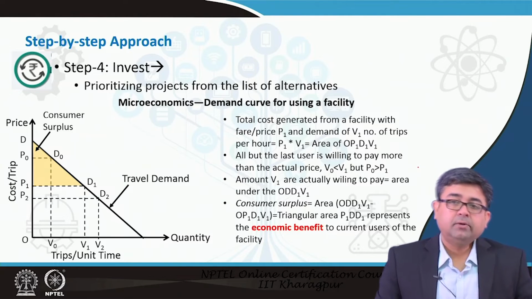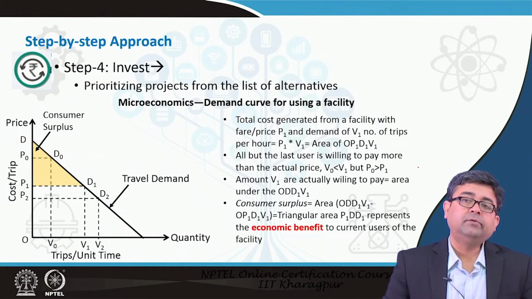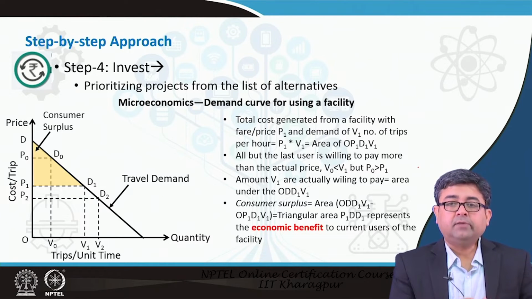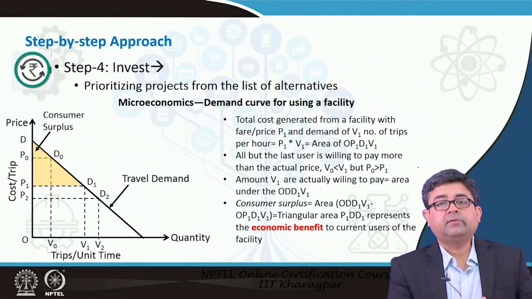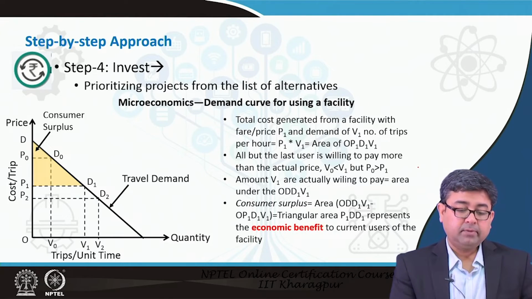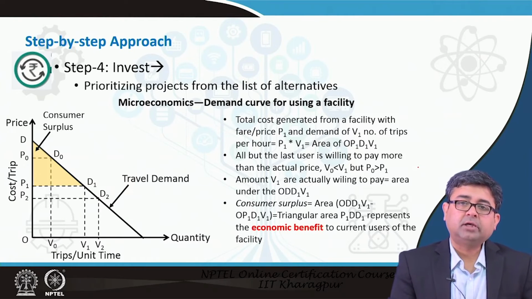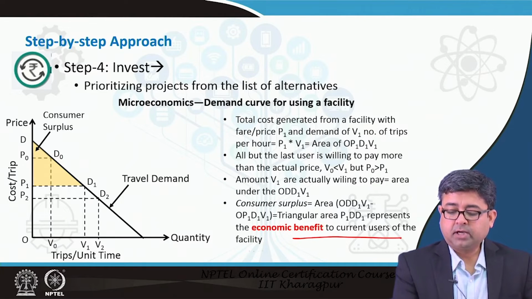Now, the other method of finding out which is the best feasible project is to look at it purely from the point of view of the users. From the point of view of the users and their user benefits, you can determine which of the projects is economically viable. In order to do that, there is a concept called consumer surplus, which determines the economic benefits to current users.